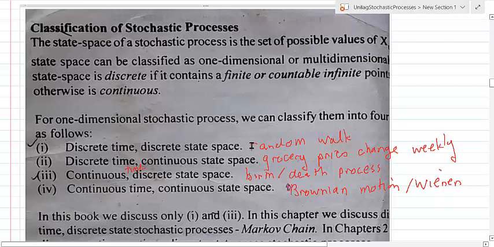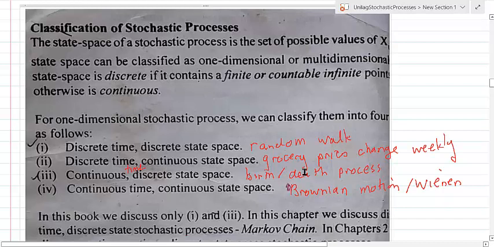So here are some examples of stochastic processes of these 4 types. Random walk is discrete time, discrete space. If you think of grocery prices changing, the price can be anything, so it's continuous. And if it changes weekly, that's discrete in time. You only look at prices per week. For instance, I could look at just the prices on Monday, and then I'll know the prices for the rest of the week. So that's discrete time, continuous space.